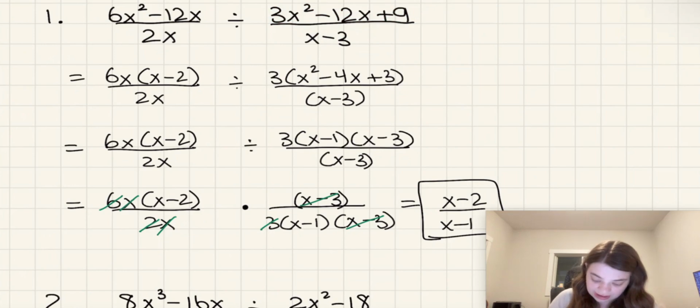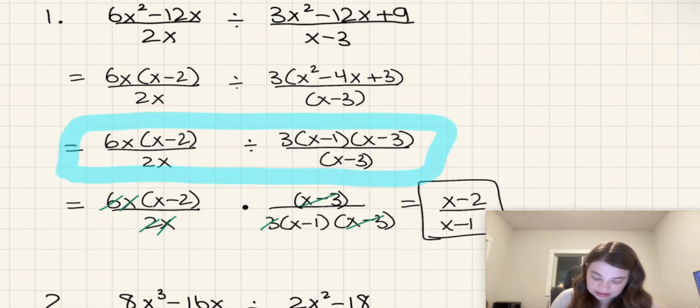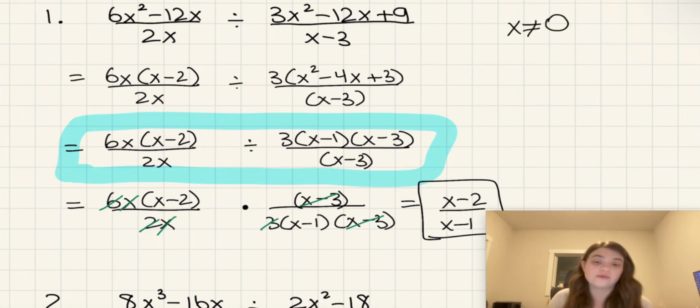So we're going to look at this step first and look at the denominators and determine the restrictions from here. So restrictions here would be x cannot equal 0, otherwise 2x is equal to 0, and we have 0 in our denominator, which we can't have. Or for the x minus 3 one, that means that x cannot equal 3, otherwise that second fraction would have a denominator of 0. So that's all for that one.